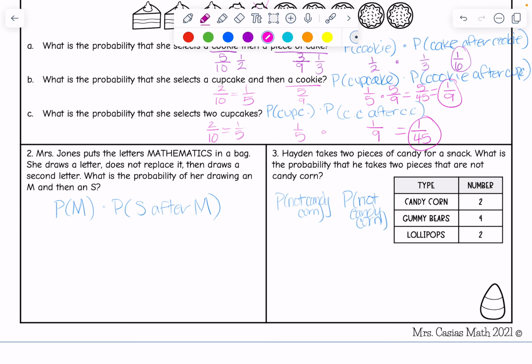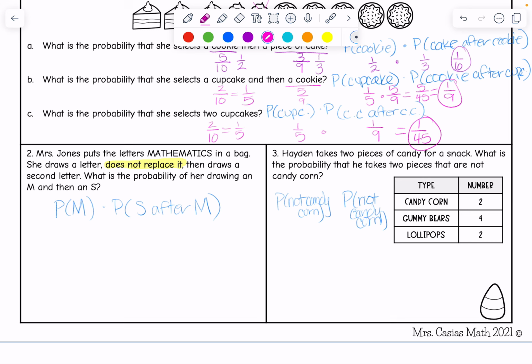Number 2, Mrs. Jones puts the letters mathematics in a bag, so each of those is on a separate sheet of paper. She draws a letter, does not replace it, then draws a second letter. What is the probability of her drawing an M and then an S? Again, we need to make sure during these probability problems that we're reading each question carefully. When I read this, something that sticks out to me is that she's not replacing the letter back in. So we want to look at the probability that she pulls out an M and then an S.